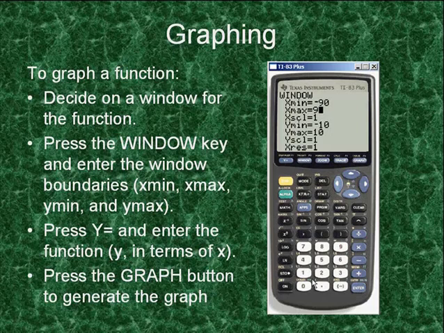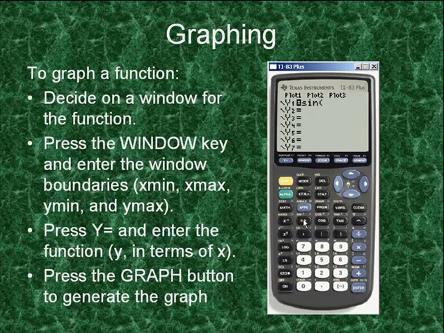X-scale and y-scale control how many units apart the dots on the display are. For instance, here the x-axis dots are 10 units apart, and the y-axis dots are 1/10 of a unit apart. X-res controls the resolution. Leaving it set at 1 will produce a more accurate graph at the expense of a bit of speed. Remember to use the negative key and not the minus key to enter negative numbers.